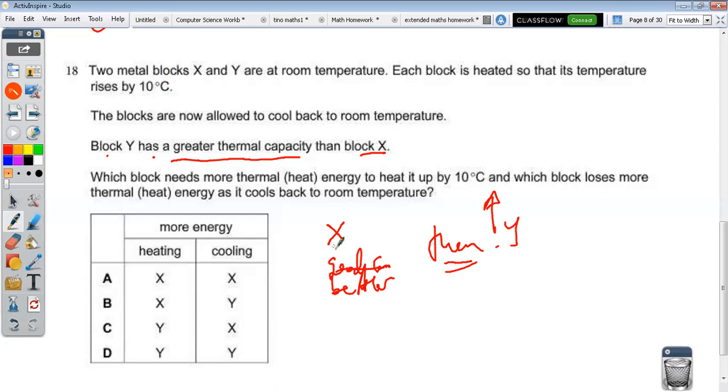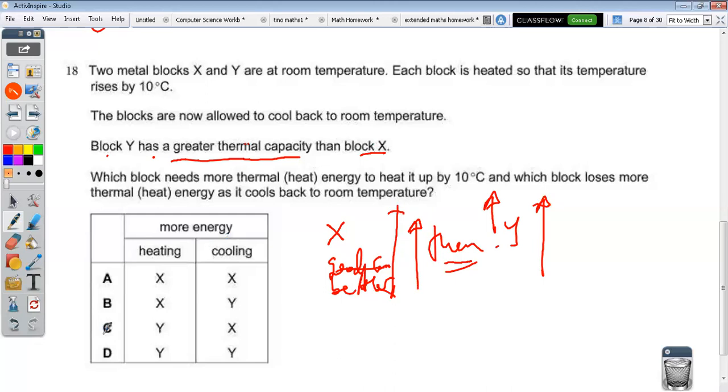So why needs more heating? Because Y requires more energy to raise temperature by 1 degree. That's why it has a higher thermal capacity. So if it needs more energy to heat, Y is also going to lose more energy to go back to the same room temperature, clear?